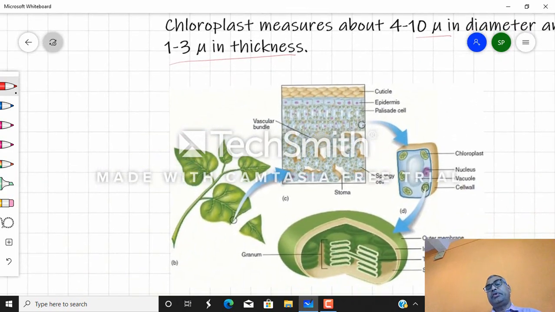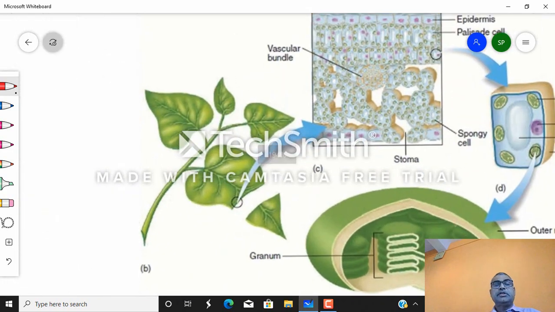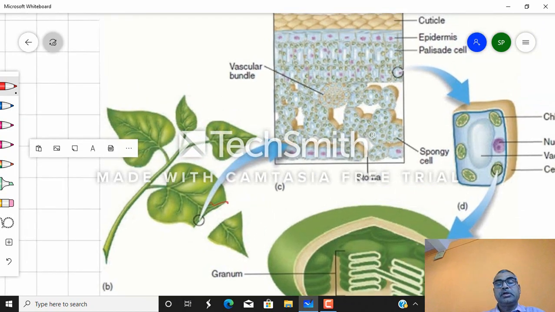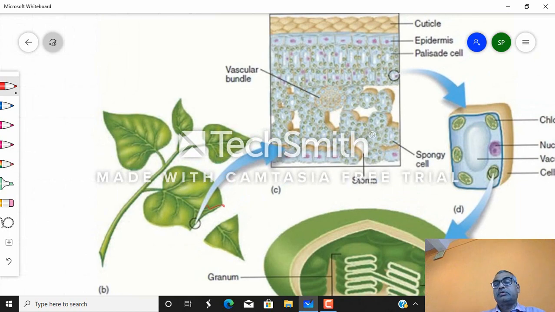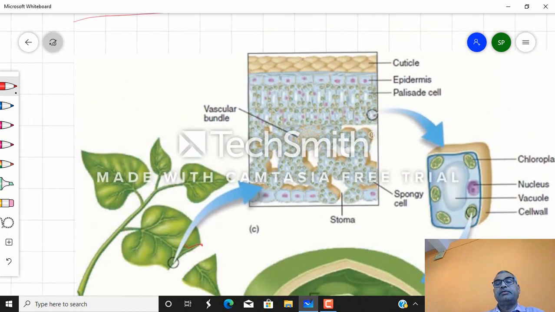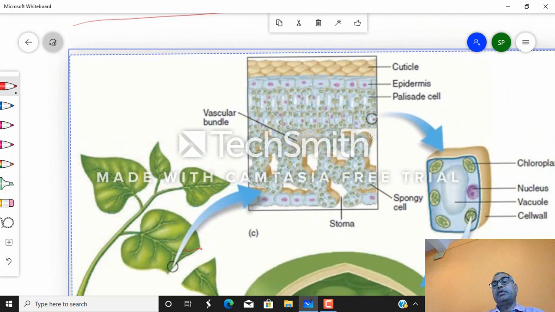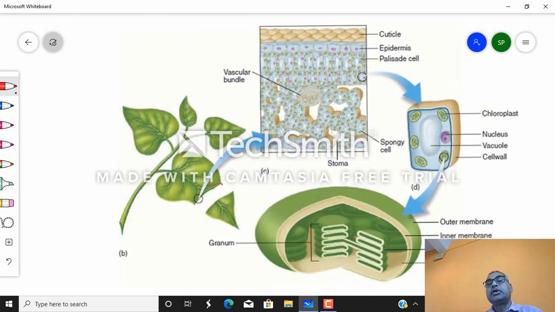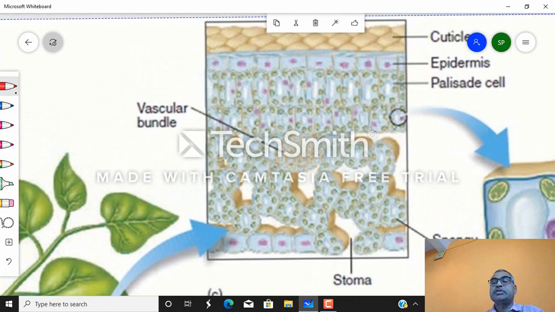Let's talk about this figure. This is a twig from the green plant. Here we consider a twig. Here is considered a leaf, which is of a green plant. When you take a transverse section or vertical section of the leaf, then such an anatomy will be present. Cuticle will be present, epidermis.